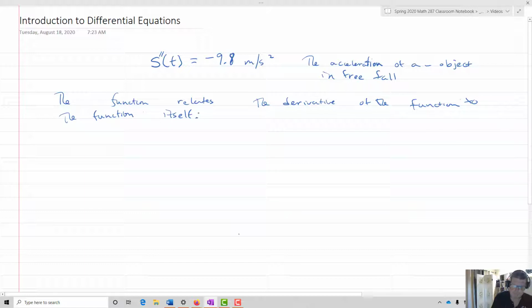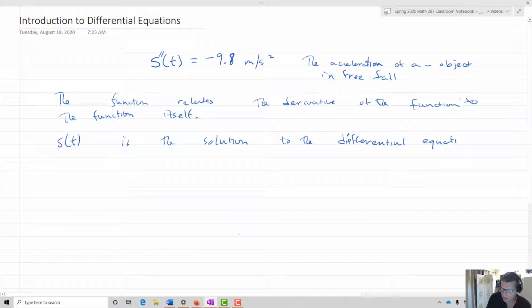So for example, we see here that s double prime of t is related to s of t, which is our position function. And we say that s of t is the solution to the differential equation. When we take the second derivative of s of t, we get s double prime of t. And so that's the solution to the differential equation.